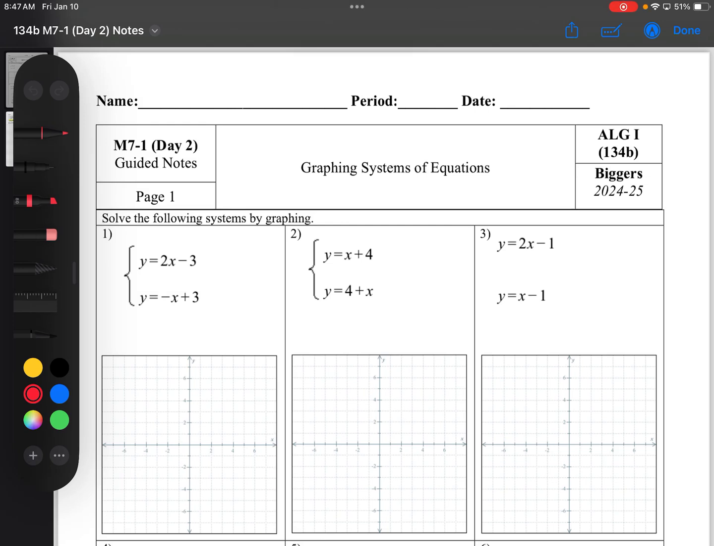All right, so today we're going to do Module 7, Lesson 1. This is the second day of graphing systems of equations. On day 1, you already learned how to do all of these concepts. So today is going to be a good review day to help you with your assignment, which in the 2025 school year is on ALEKS.